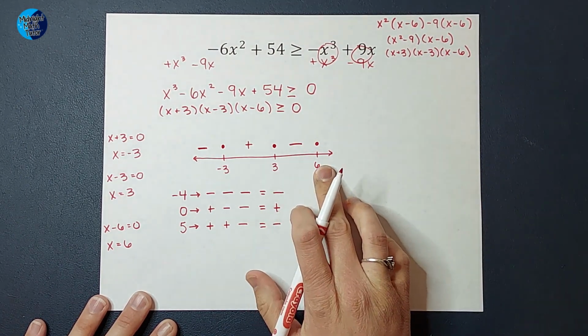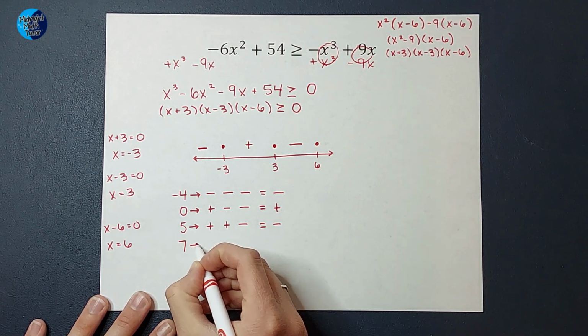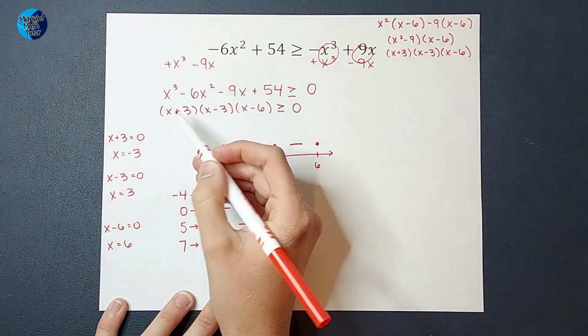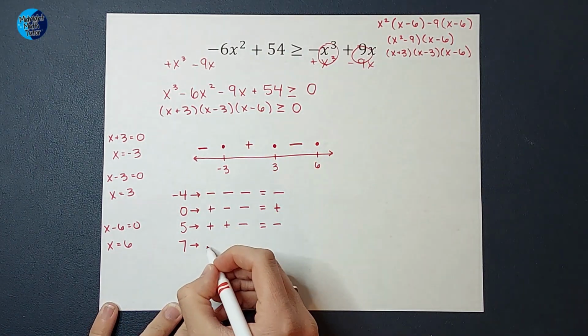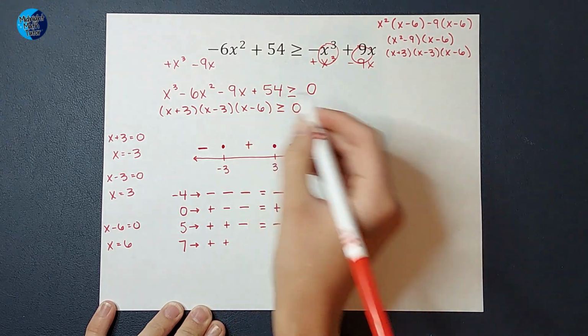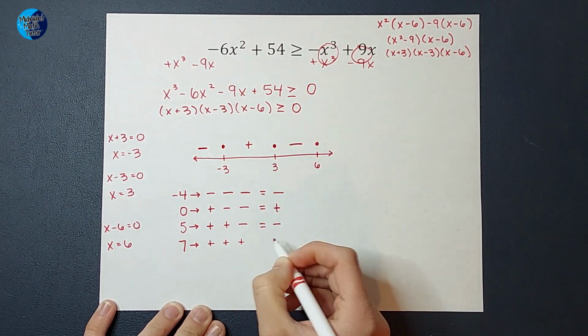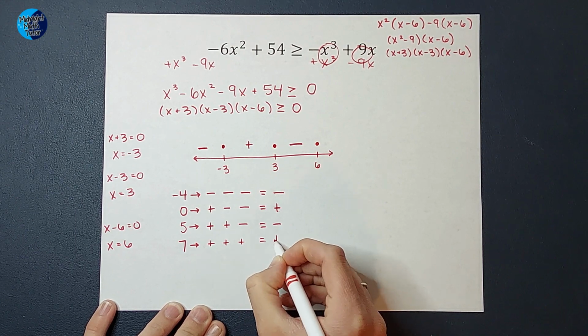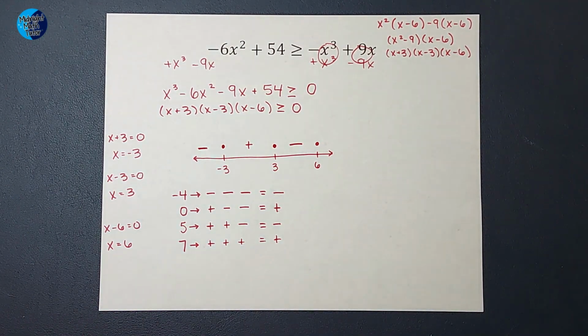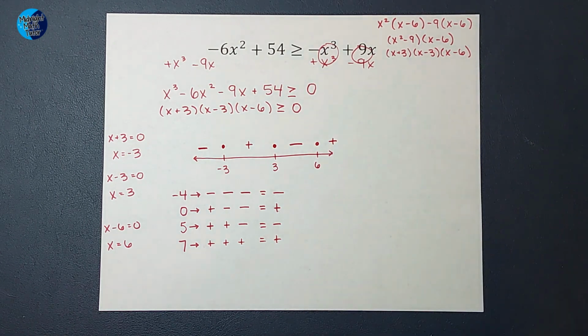And then we just need a number larger than 6. Let's just pick 7. You could pick 500 if you wanted to. Okay, so 7 plus 3 would give me a positive number. 7 minus 3 would give me a positive number. And 7 minus 6 would give me a positive number. Positive times a positive times a positive is positive. Whew, that was a lot. Okay, so the numbers larger than 6 gave me a positive answer.